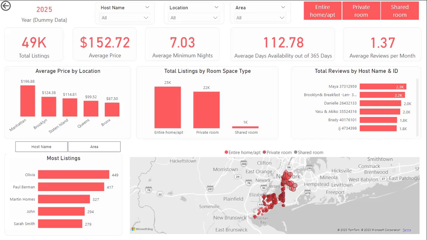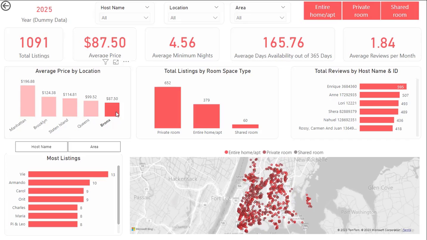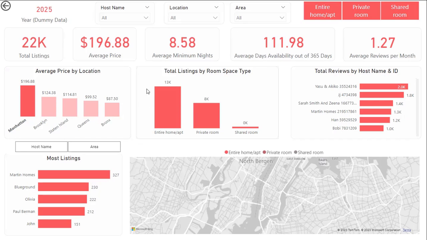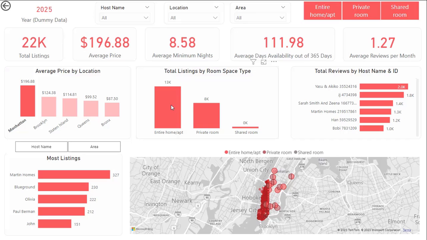location. So first of all, we can clearly see that Manhattan has the highest average price by location and Bronx has the lowest average price by location. And obviously, whenever we are looking at the lowest one, we can clearly see that it has less amount of listings, while in Manhattan there are a lot more listings over here.